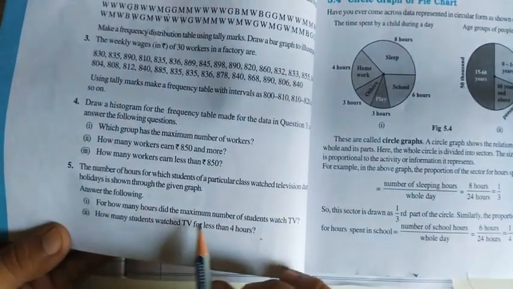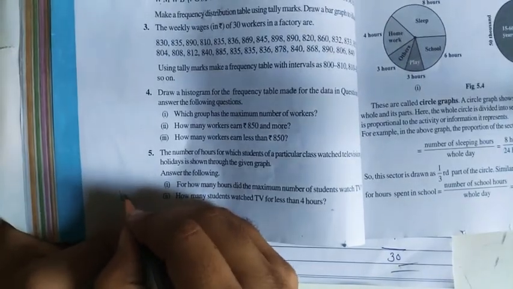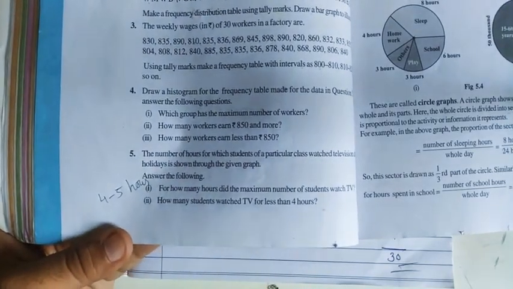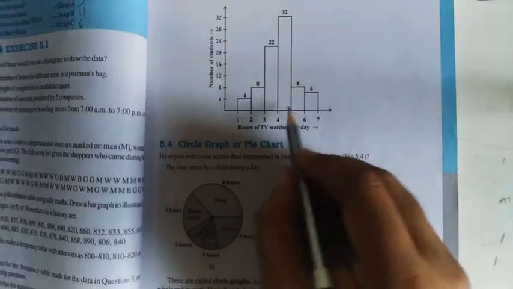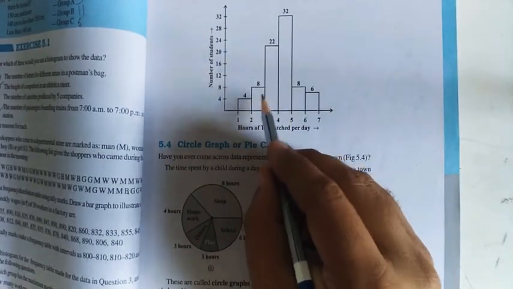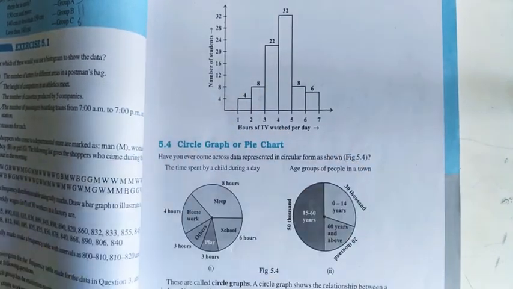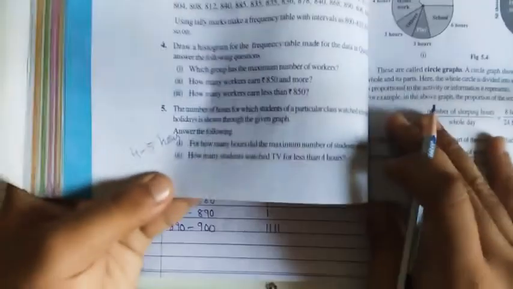For how many hours did the maximum number of students watch the TV? So maximum number of students watch the TV 4 to 5 hours. So here we have to write down 4 to 5 hours. Next, how many students watch TV less than 4 hours? Okay, less than 4 hours. 4 से कम, so means addition of all these 3. 4 plus 8, 12, 12 plus 22, 34. So total 34 students. So here we have to write down.